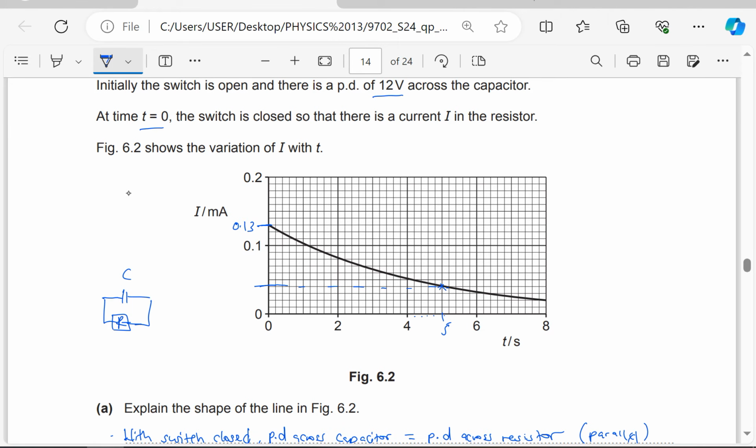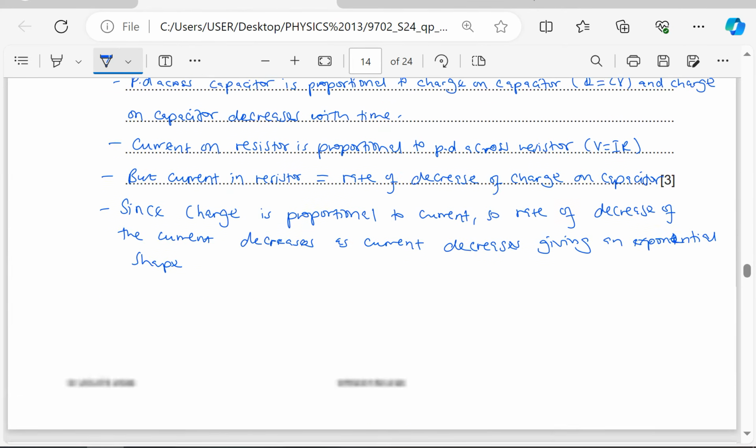So this is 0.01234. So this is 0.04. I think that is 0.04. Yeah.